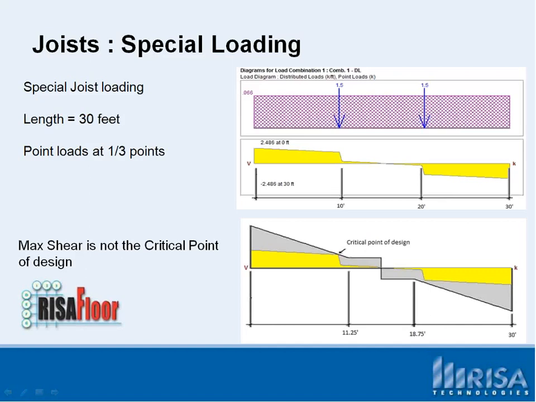So this is the calculated gray diagram that we just saw previously from those calculations. And what's important to note is that the maximum shear is not the critical point of design. The maximum shear on this joist above here is 2.486 kips, and that's actually not the point that's controlling this design. When you look at this overlay, you can see that at this corner here is the critical point of design. That's where we're controlling the design.